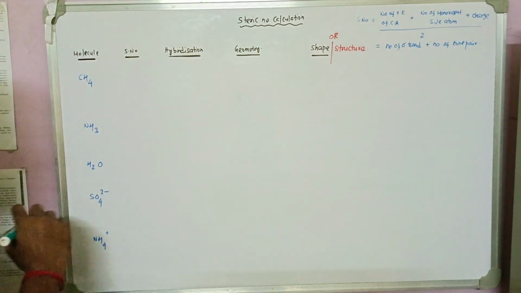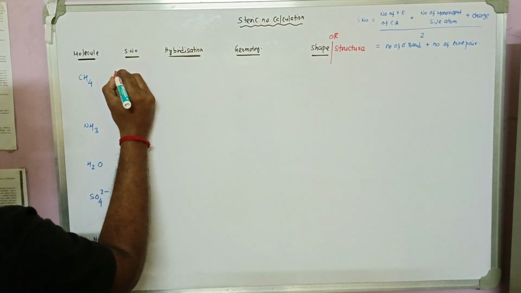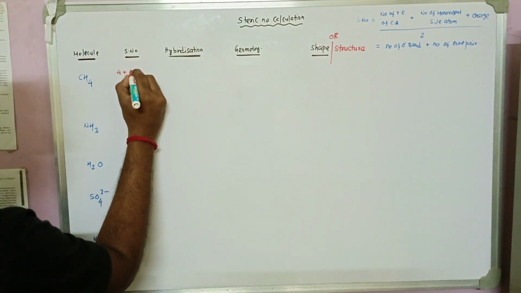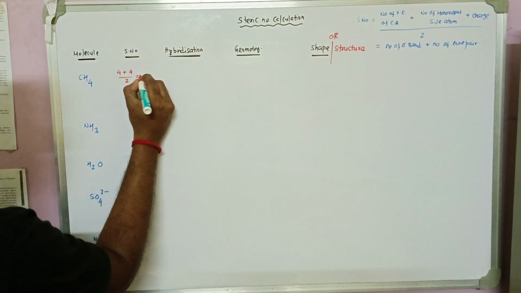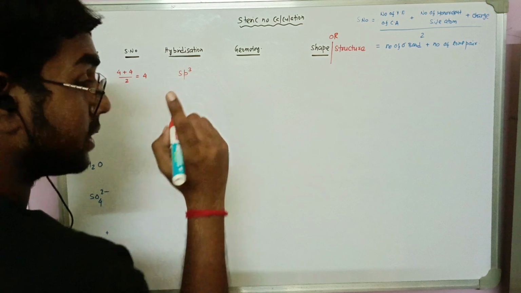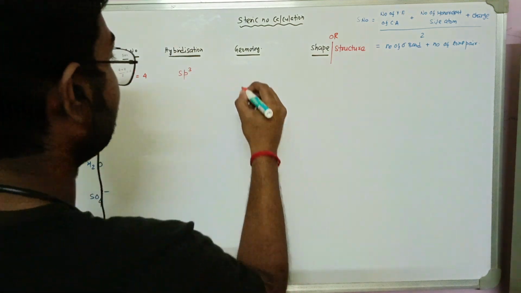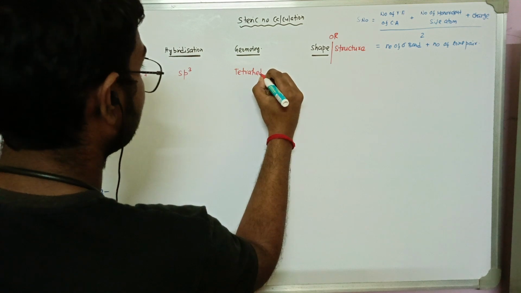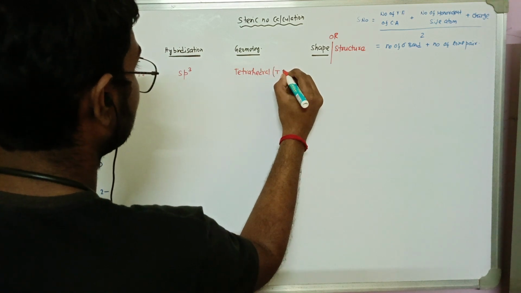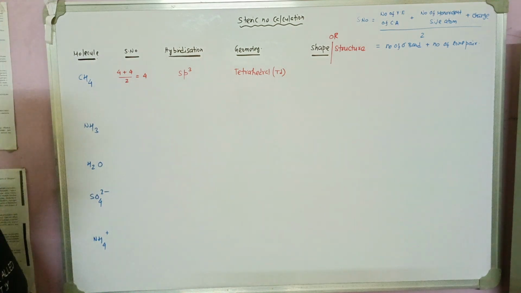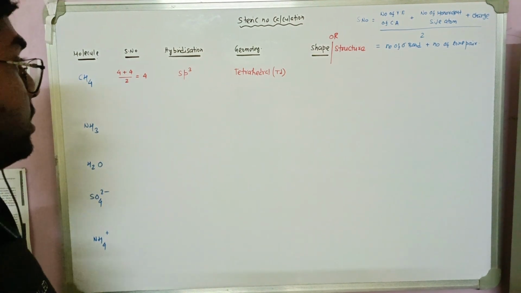So first, for the methane molecule, what is the steric number? So 4 is the valence electron plus 4 is the side atom divided by 2. So 4 is the steric number, hybridization is sp3, and for sp3 hybridization it is fixed that the geometry will be tetrahedral, or we can write it over here TD. TD means tetrahedral, and the shape will also be tetrahedral.